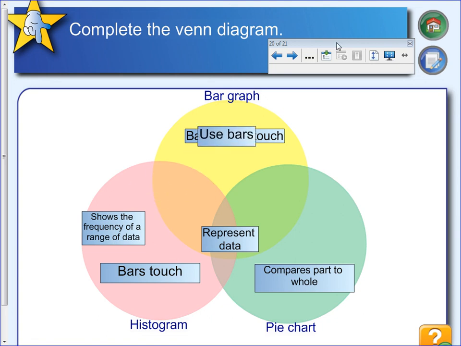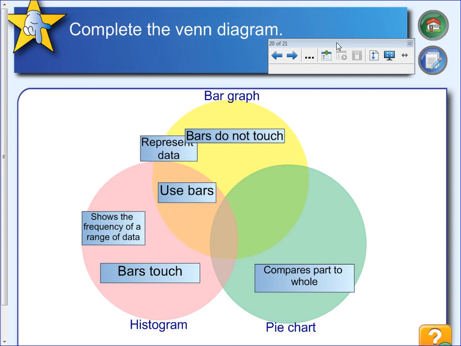Also, uses bars. Well, we know that a bar graph uses bars, and we know that a histogram uses bars, so we're going to put that in between the histogram and the bar graph. And then the other one, the biggest one, is represents data. Which one of these represents data? Well, they all represent data, and that's why we're putting them in the very middle, because we know that a histogram, pie chart, and bar graph all represent data. So again, if you need to copy that down, please pause it and copy it down in your notebook.